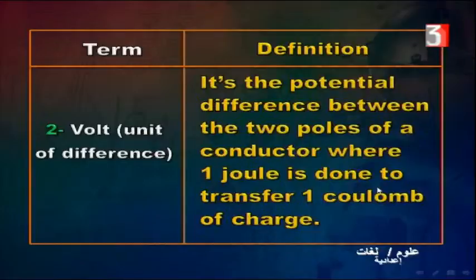If the potential difference between two poles of a conductor is such that 1 joule of work is done to transfer a quantity of charge of 1 coulomb, so when the quantity of charge is 1 coulomb and work done is 1 joule, the potential difference is 1 volt. Volt is the measuring unit of electric potential or potential difference.